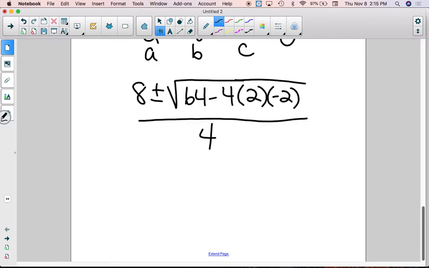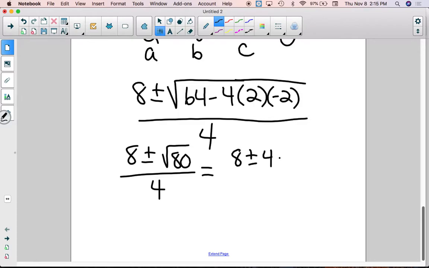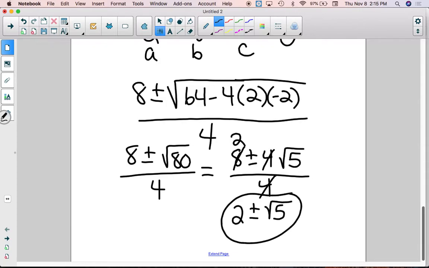Okay. So I worked that out, and I got radical 80 there. So radical 80, how does that simplify? 4 radical 5. 16 times 5, so 8 plus or minus 4 radical 5 divided by 4. I can divide everything by 4, so this changes to a 2. 2 plus or minus radical 5. So those are your 3 answers. The -1/2 and the 2 plus or minus radical 5. Okay? I'll show you on this next one.